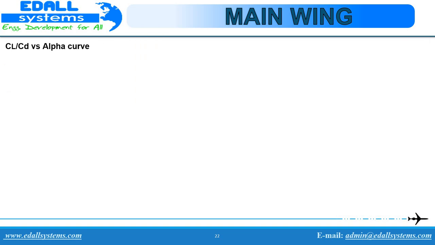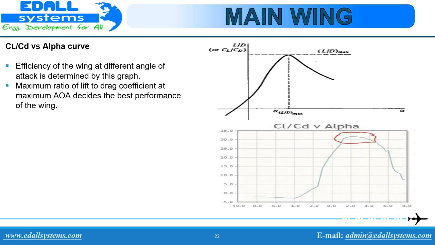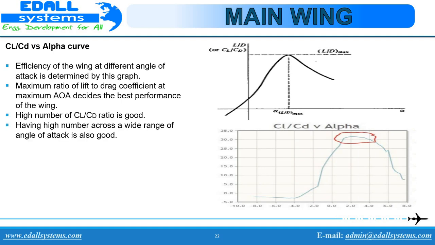Now we have the CL/CD versus alpha. The efficiency of the wing at different angles of attack is determined by this graph. The maximum ratio of lift to drag coefficient decides the best performance of the wing. A high CL/CD ratio is good. Having a high ratio across a wide range of angle of attack is also good.